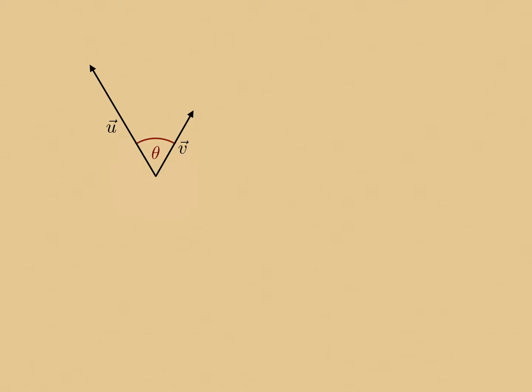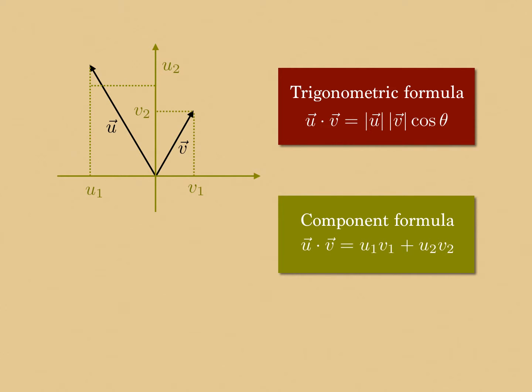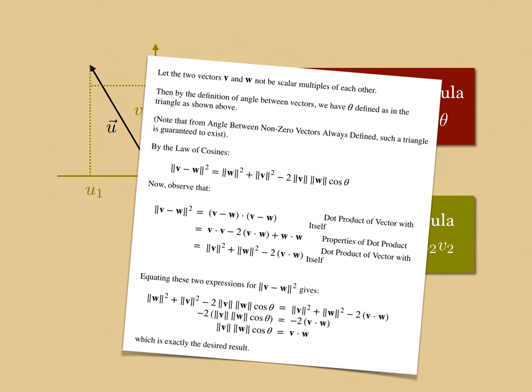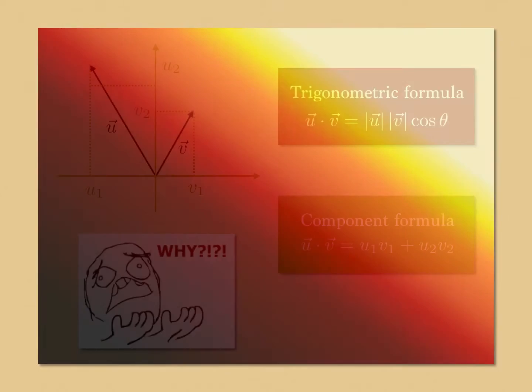So your math teacher told you about this dot product between vectors, with two formulas coming out of nowhere and magically giving the same result. You can actually prove this by using the law of cosines and sacrificing a black goat. But there's a very simple intuition behind the dot product that explains both formulas.